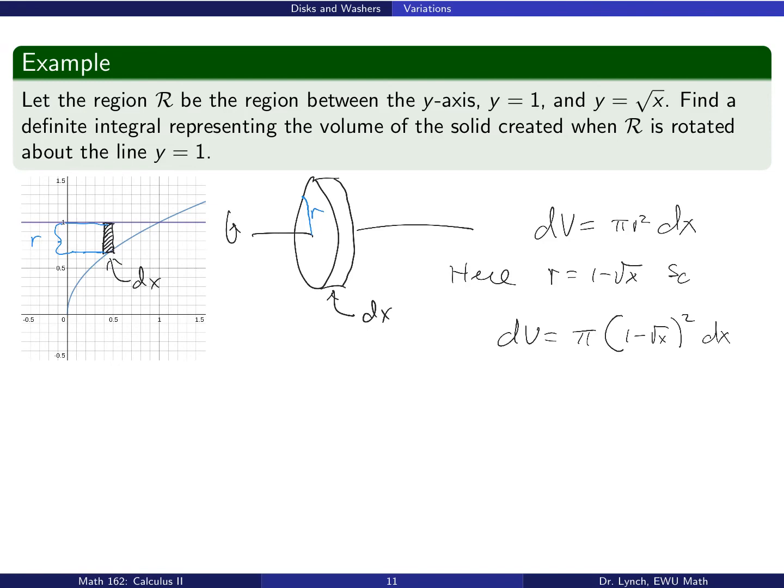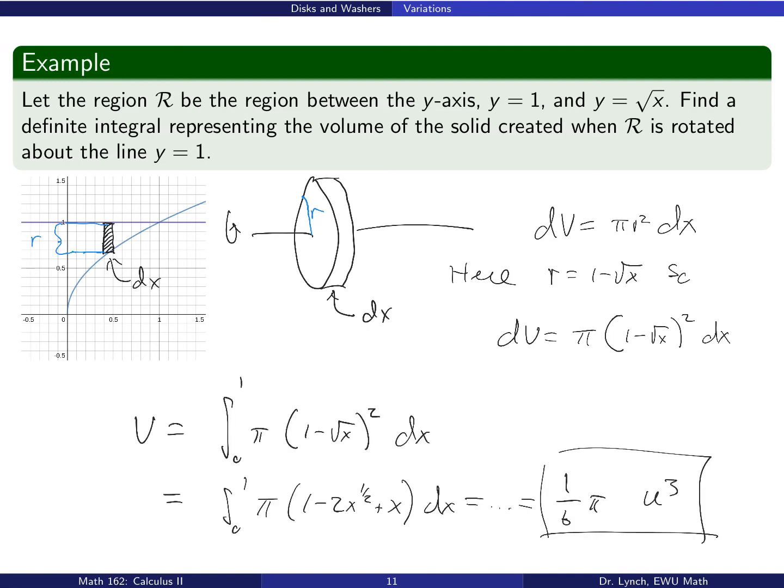Just use the definite integral now to add up all of those bits of volume on the interval from 0 to 1. So we end up with the volume as the integral from 0 to 1 of pi times the quantity 1 minus the square root of x, squared, dx. Expand the integrand, use the power rule for antiderivatives, fundamental theorem of calculus, and end up with 1/6 pi units cubed for the volume.